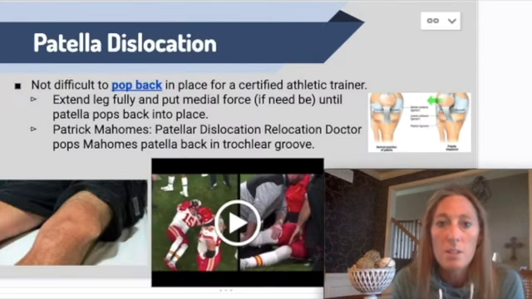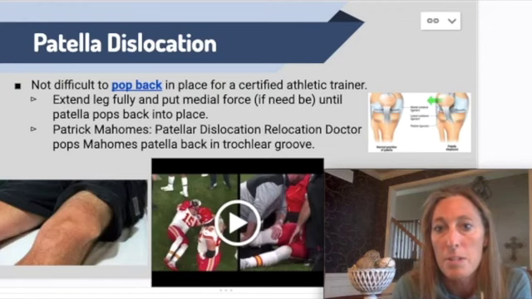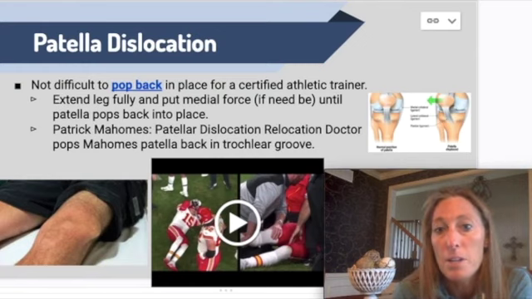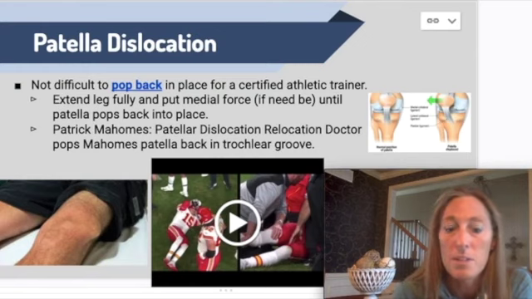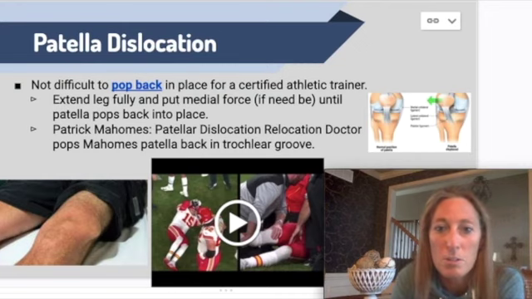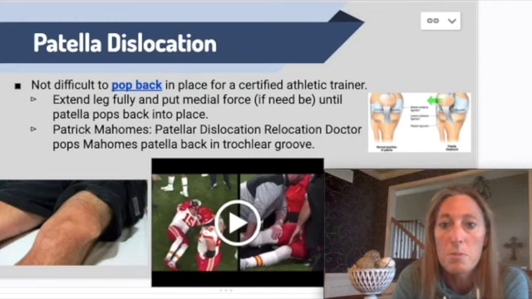The first thing is patella dislocation. It's not difficult for a certified athletic trainer to pop the patella back in place. What they do is they extend the leg fully and put medial force, if needed, until the patella pops back into place. A famous patella dislocation that happened just in the past year would be Patrick Mahomes' patella.